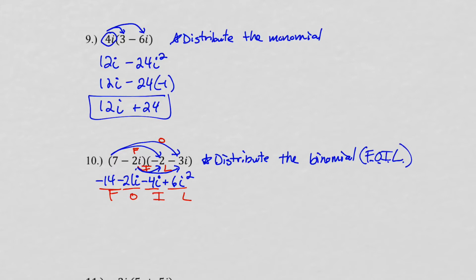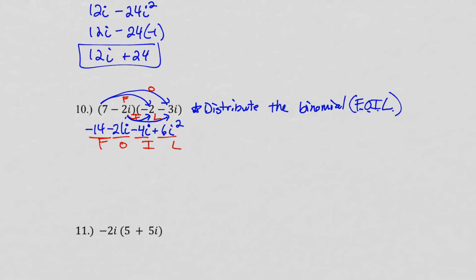You don't really have to use that. If you've never used it, it's fine. It's just a little cool word that helps remember the 4 arrows. Basically, you just need to remember the 4 arrows. Okay. So what happens now is that we have these like terms right there, and we also know that the i squared turns into a negative 1.